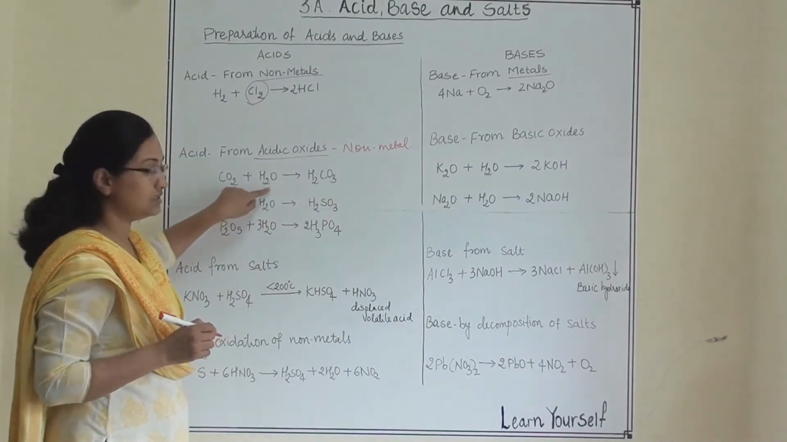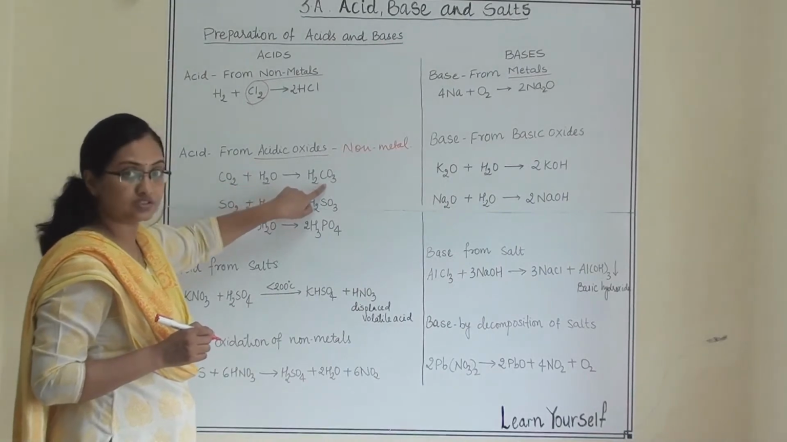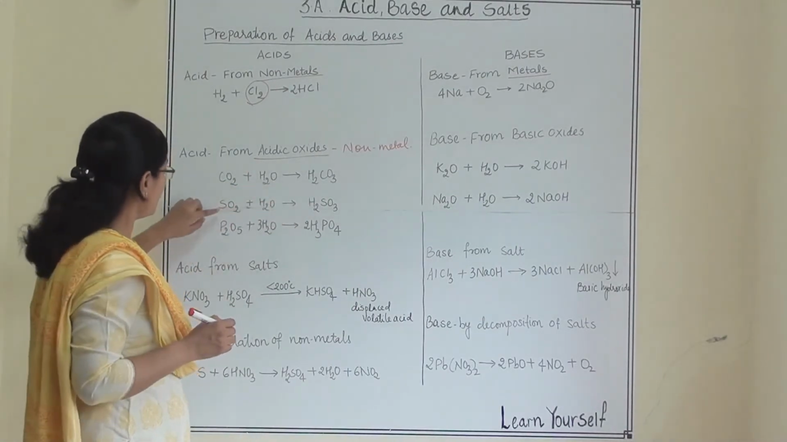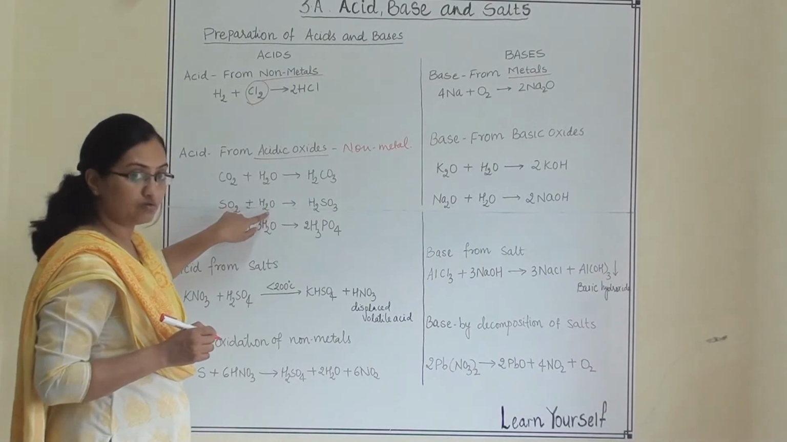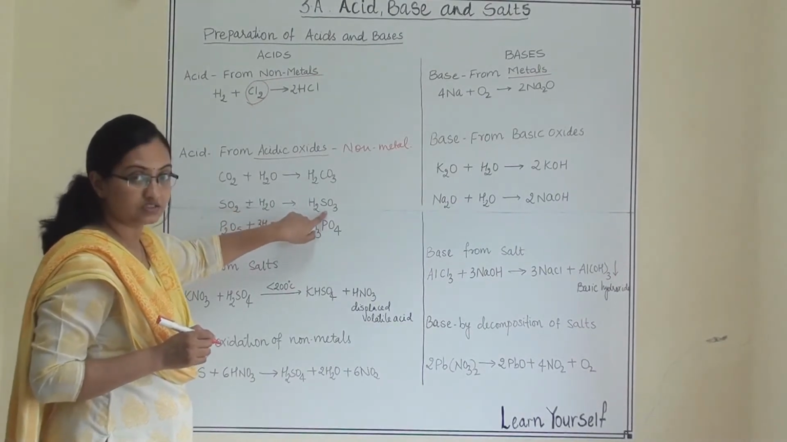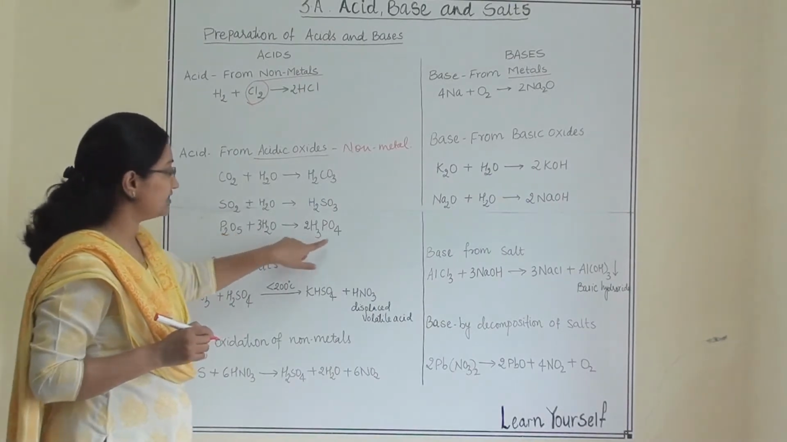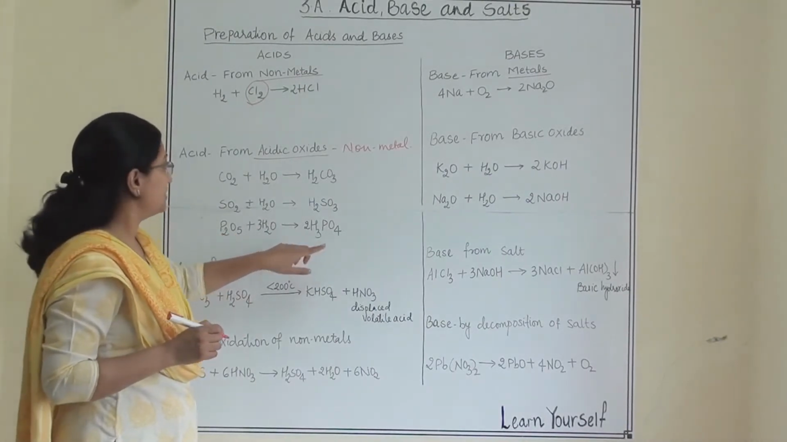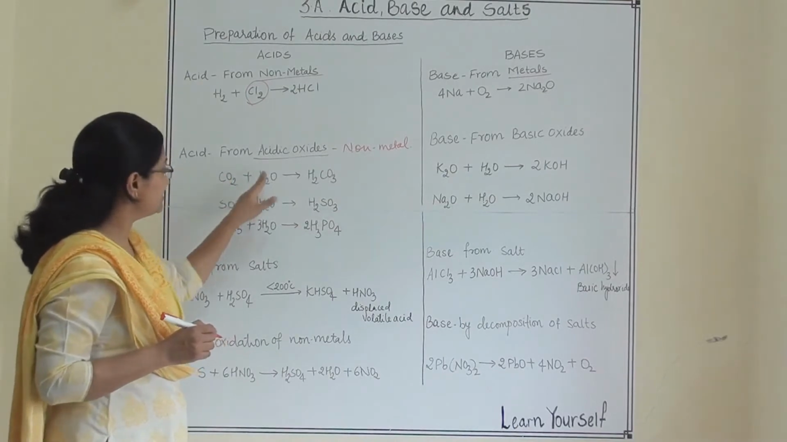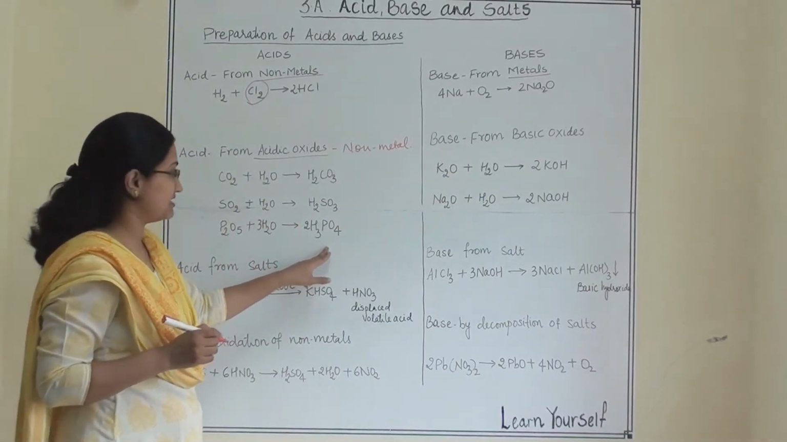Carbon dioxide plus water gives us carbonic acid. Sulfur dioxide dissolved in water gives us sulfurous acid. Phosphorus pentoxide dissolved in water gives us phosphoric acid. So non-metal oxide, when dissolved in water, gives us acid.